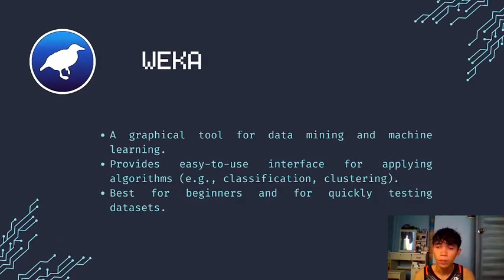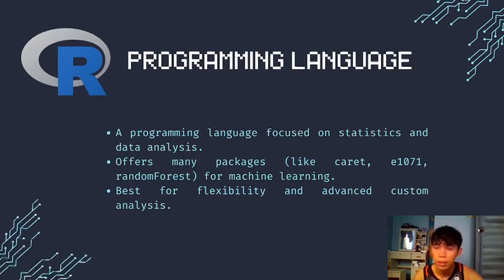So what is Weka? Weka is a graphical tool for data mining and machine learning. It provides an easy to use interface for applying algorithms, and is best for beginners and for quickly testing datasets. R is a programming language focused on statistics and data analysis. It offers many packages like Caret, e1071, and randomForest for machine learning, and it is best for flexibility and advanced custom analysis.